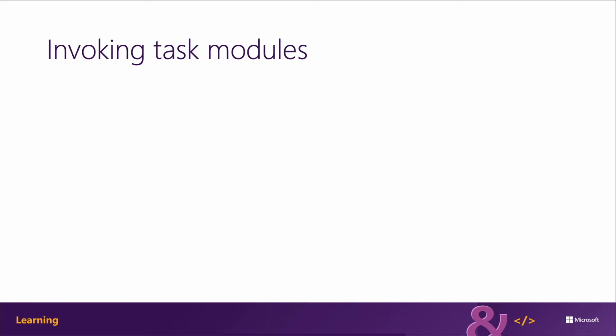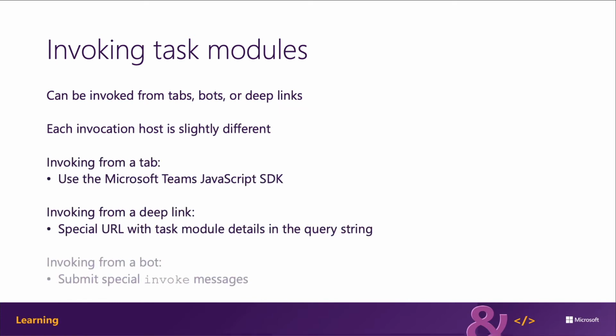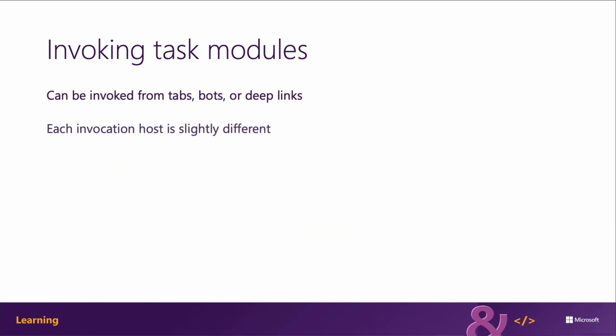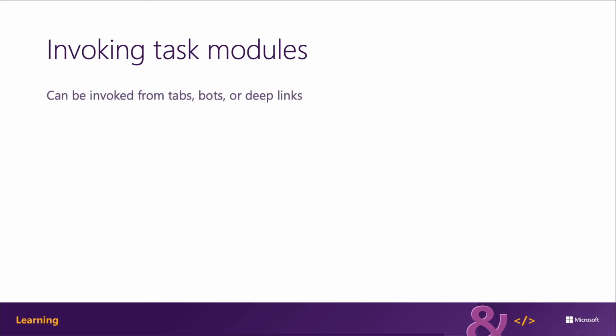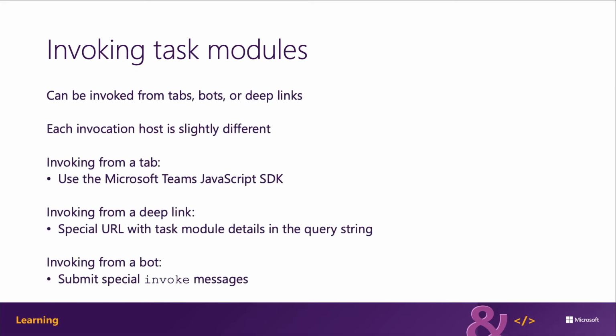Now let's talk a little bit about invoking task modules. Task modules can be invoked from tabs, bots, or deep links, and the invocation for each one is a little bit different. When you invoke it from a tab, use the Microsoft Teams JavaScript SDK to call the start task method, and we'll see that in a little bit. You can also invoke it from a deep link. So what you'll do is you'll create a special URL with the details of the task module in the query string, and that will tell Microsoft Teams to launch the task module.